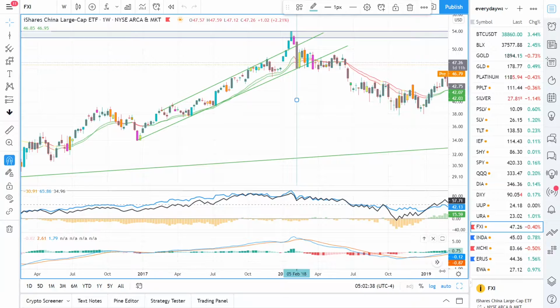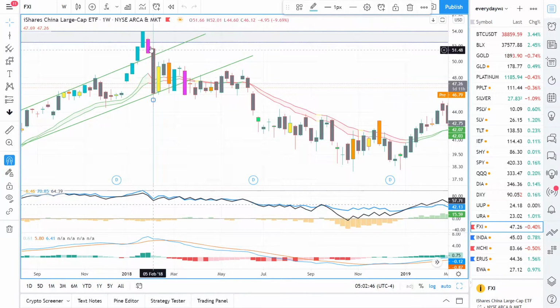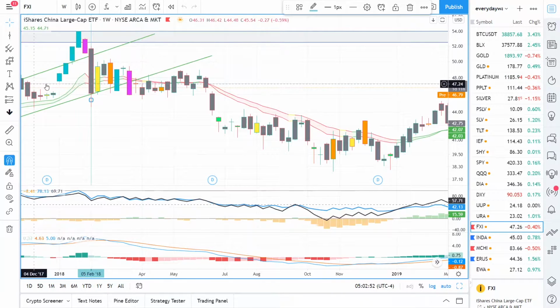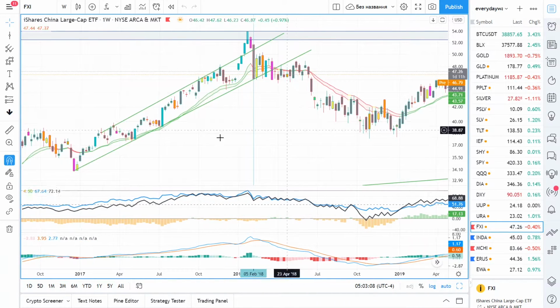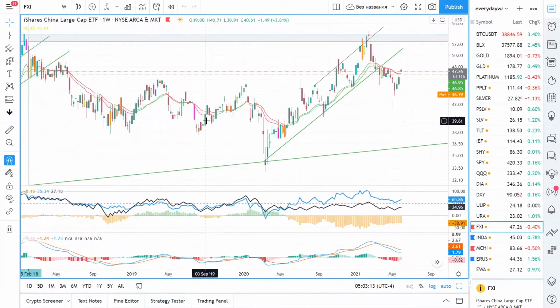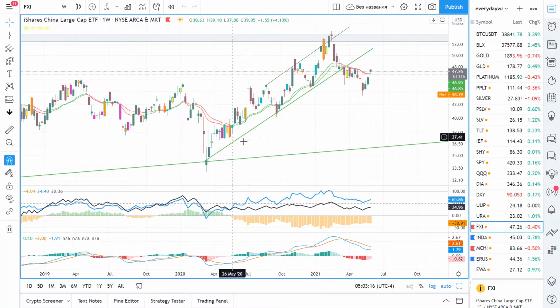So we had a rally in China large caps. Within this channel, we had an attempt to penetrate the channel to the upside, we had a holding of the position 1, 2, 3, 4 weeks in a row after we touched that resistance zone, and an immediate reaction followed. That was from 2017 to 2018, and this time we have literally the same thing.